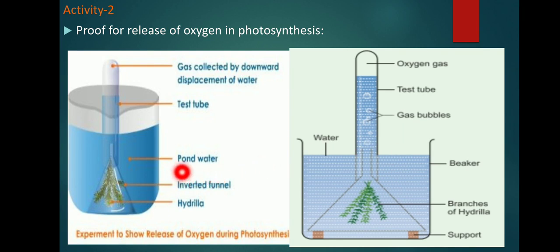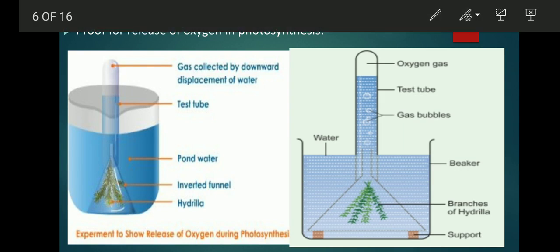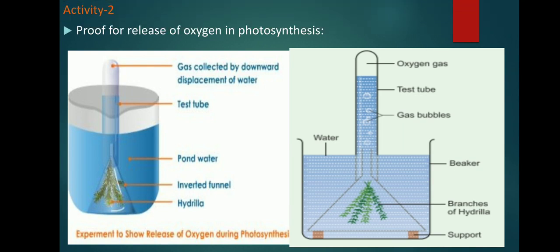Procedure: take a few pieces of hydrilla plant. Keep a wide-mouthed funnel in a beaker with water. Place the hydrilla pieces inside the funnel. Carefully invert a test tube filled with water over the narrow end of the funnel. Keep the entire apparatus in sunlight for 2 to 3 hours.